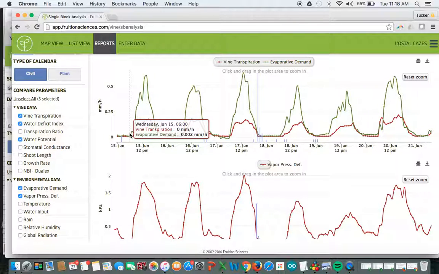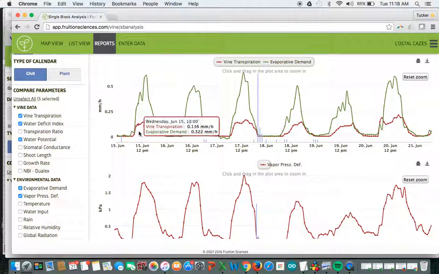The data coming from the weather station is calculated as evaporative demand, and this can also be thought of as ET-ref. The red line below is flow, calculated off of the sap flow, and what we do is convert it to millimeters per hour per unit ground area, just like evaporative demand is measured. We do this because we know by the vine spacing and row spacing how much land area is allocated to each vine.